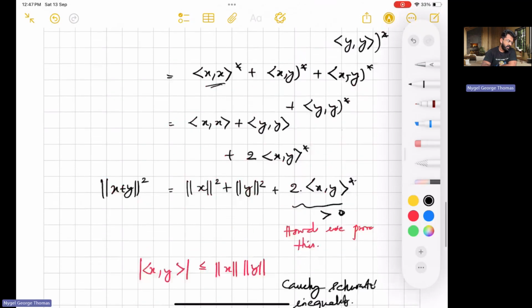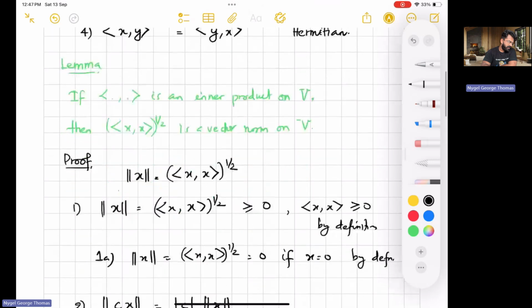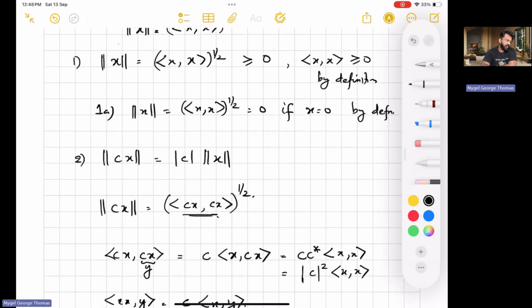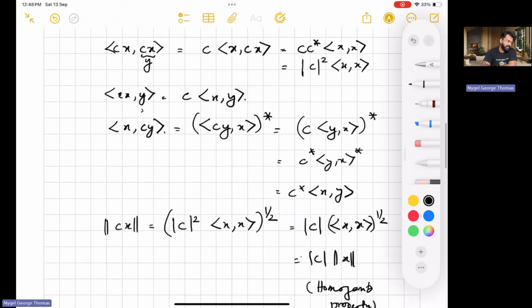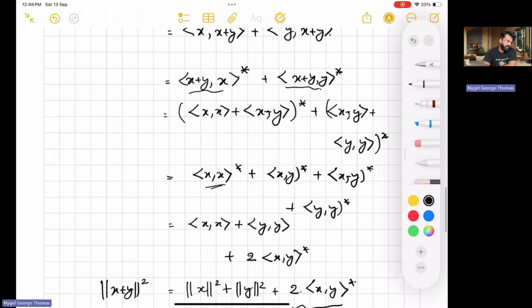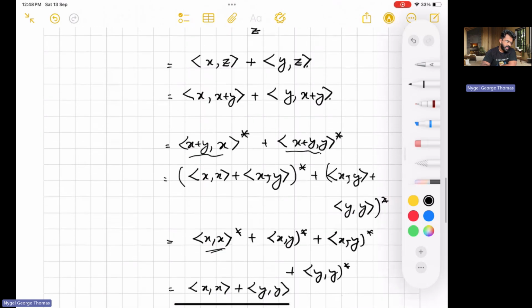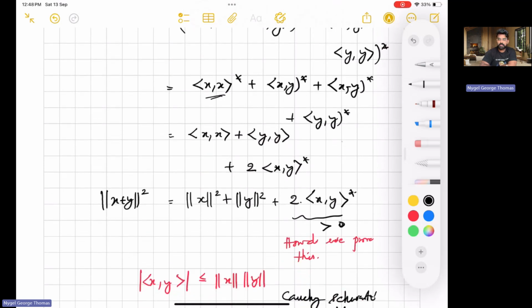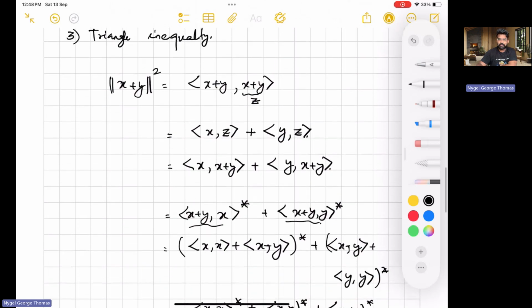So we've proved the non-negativity and positivity properties, the homogeneity property, and finally the triangle inequality. We expand it initially, then we use the Cauchy-Schwarz property. So let's conclude the session here.